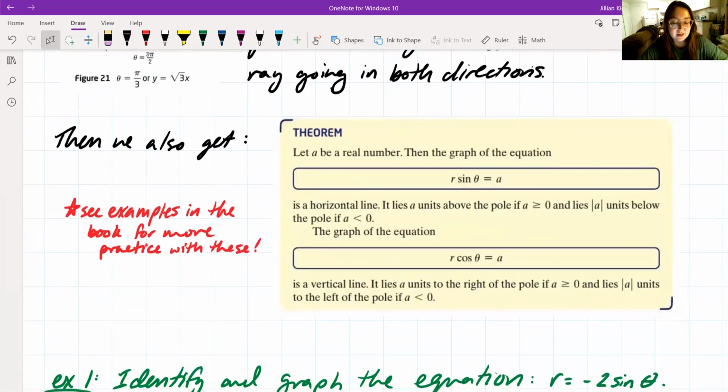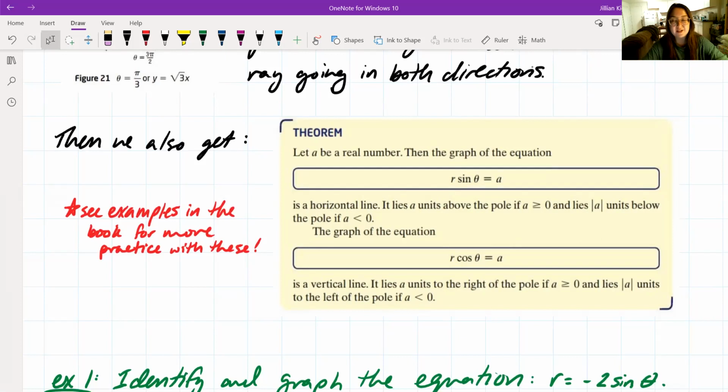Then from this, we can also get our theorem here, where if we let a be a real number, then the graph of the equation r sine of theta is equal to a is a horizontal line. This means that it lies a units above the pole if a is greater than or equal to 0, and lies the absolute value of a units below the pole if a is less than 0.